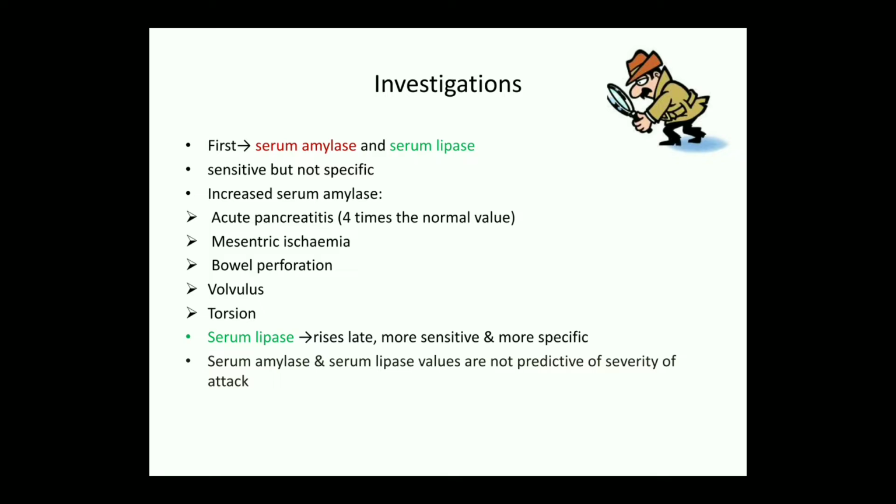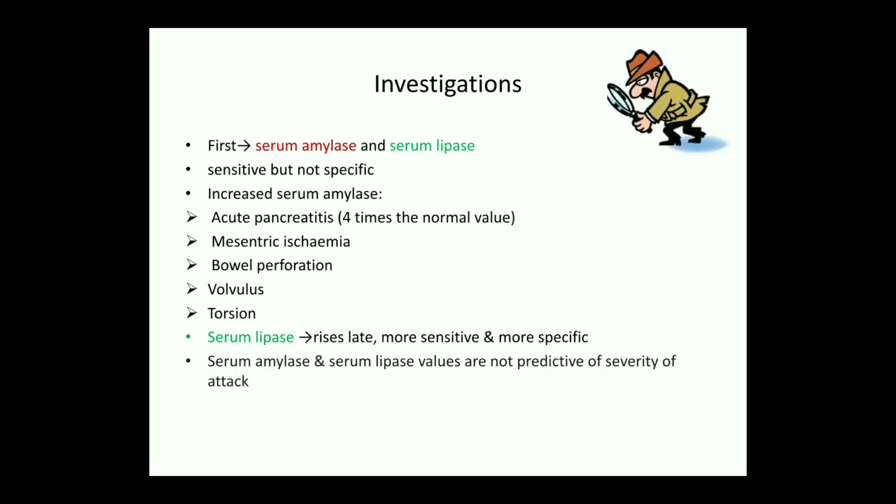And now if a patient is coming to the emergency department and it is suspected to be a case of acute pancreatitis, what are the investigations which we need to do? The first investigation for a suspected case of acute pancreatitis will be drawing blood to check the levels of pancreatic enzymes, which are serum amylase and serum lipase.